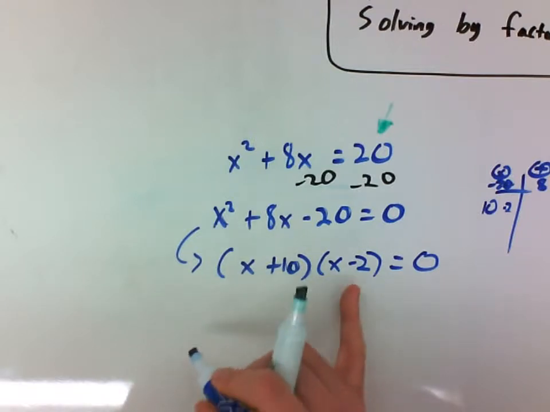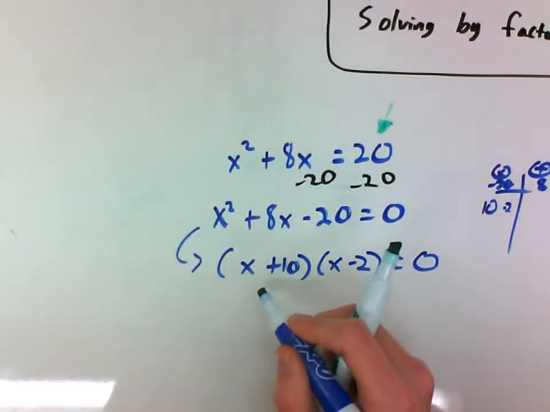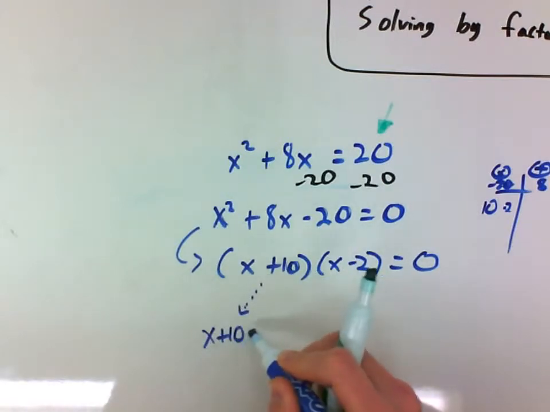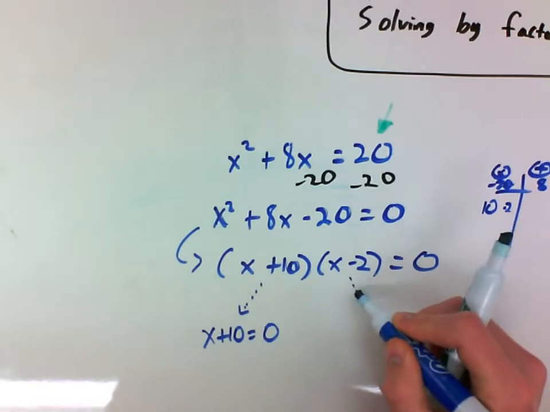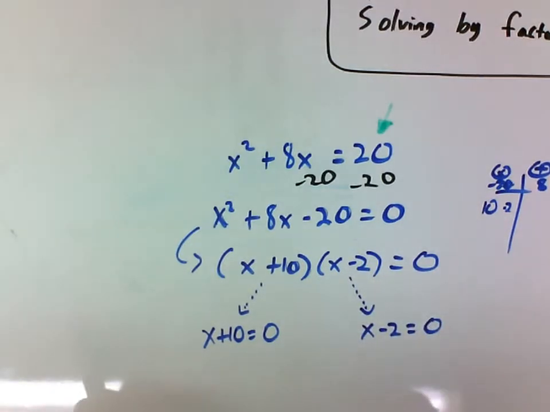I've got two things that multiply together that equal 0. If you recall from the previous example, there's only two ways that can happen. Either x plus 10 equals 0, or x minus 2 has to equal 0.